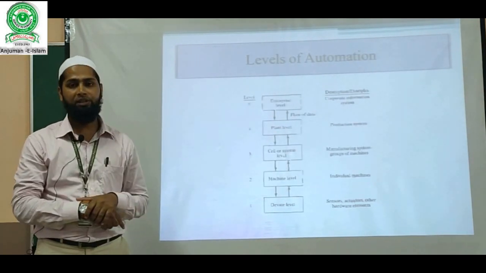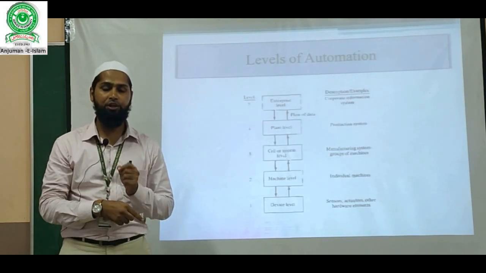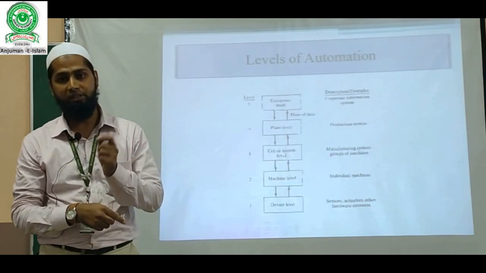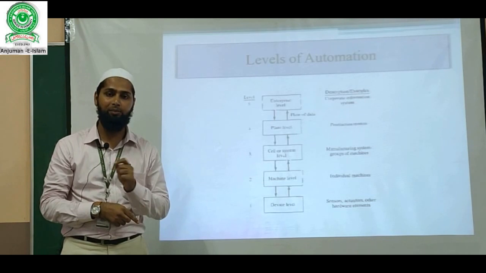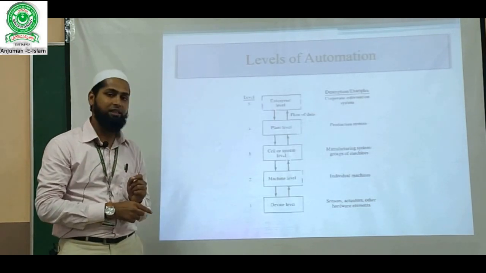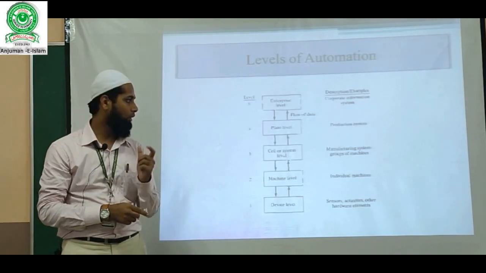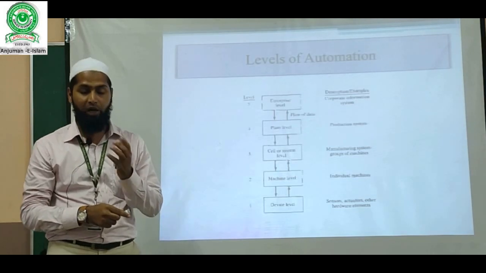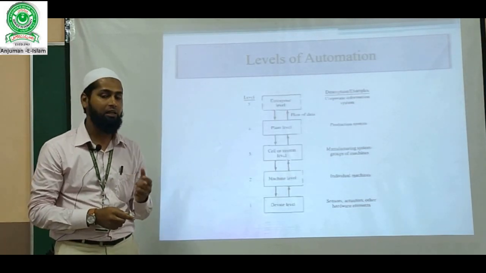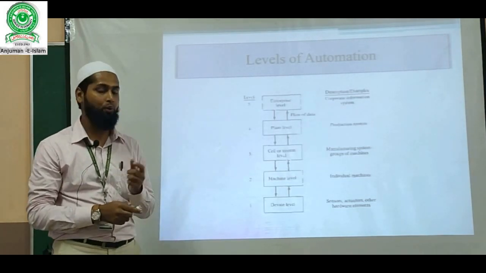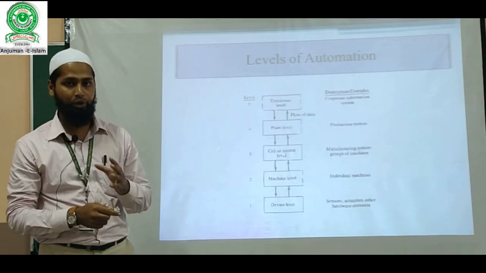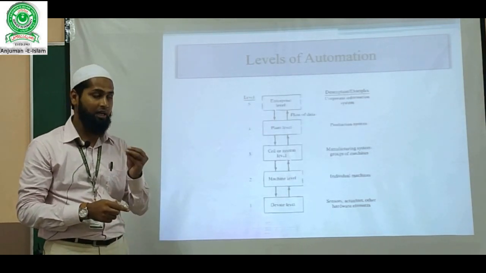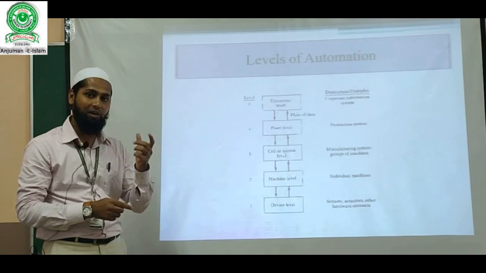Plant level automation receives the information from the corporate information system and translates it into operational plans for production. The functions of plant level automation are order processing, process planning, inventory control, shop floor control and also quality control. These are the functions of plant level automation.